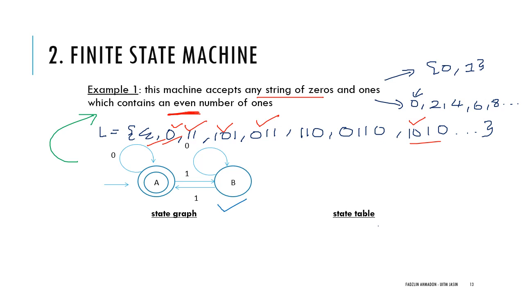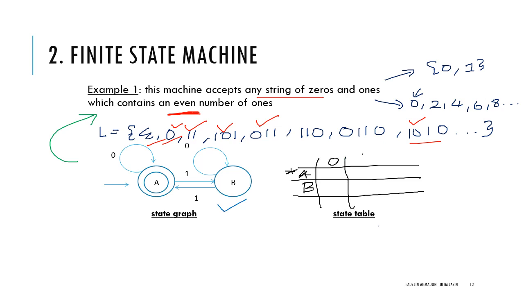Next, what we should do is to represent this in the form of a state table. To do this, first of all, we create the table. The states would be on the rows part. So we have two states, A and B. A is in the first row since A is the starting state, and because A is an accepting state, I'm going to put an asterisk next to it. And then we have two input symbols, or two alphabets. Our input symbols would be on the column part. So our input symbols are 0 and also 1.